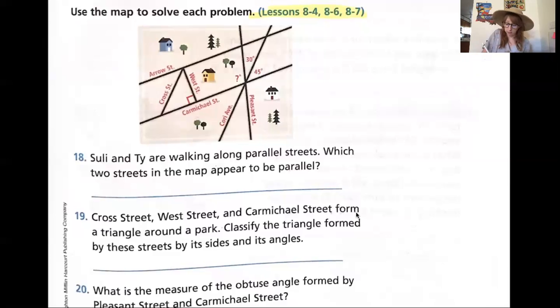So remember, parallel, just like those L's in the word parallel, the lines don't touch. They never touch. They stay the same distance apart the whole time and continue forever and ever. So if we look at Arrow and Carmichael, these 2 streets, they don't touch and they never will. So Arrow Street and Carmichael Street are 2 parallel streets.